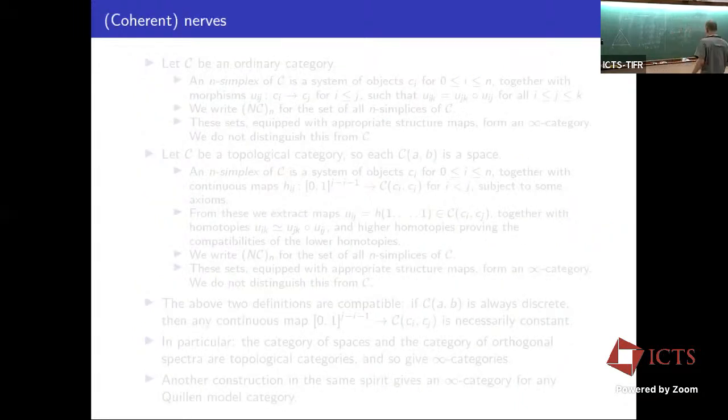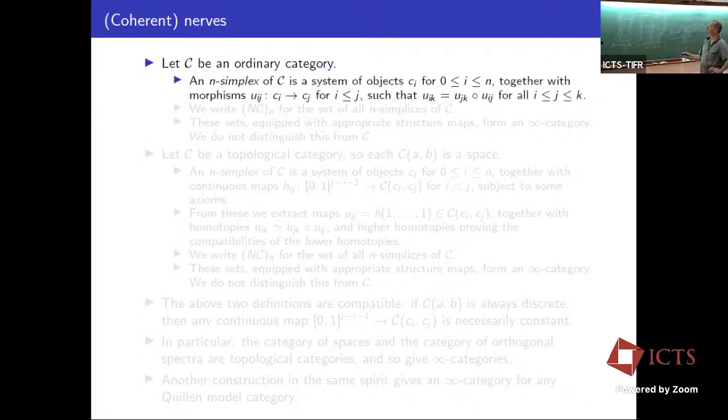Okay. But I said infinity categories are supposed to be some kind of generalization of categories. So let's see how that fits together. Okay, suppose we've got an ordinary category C. What we mean by an n simplex of C is a family of objects Ci for i from 0 to n, with morphisms Uij from Ci to Cj, which compose in the obvious way. So Uik is the composite of Ujk and Uij. So that's what I mean by an n simplex.